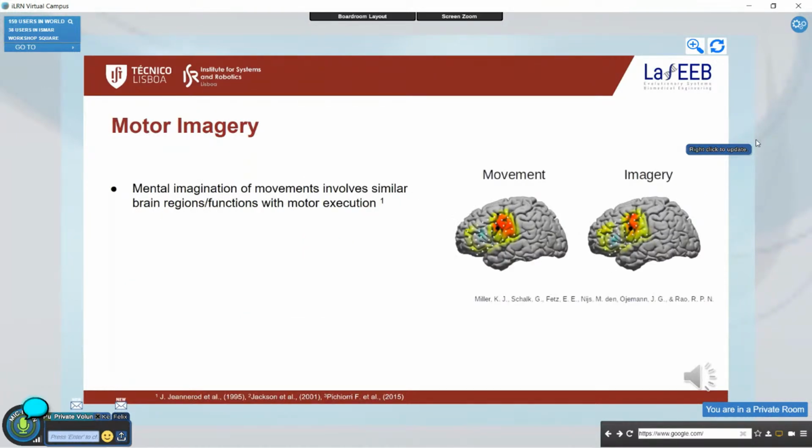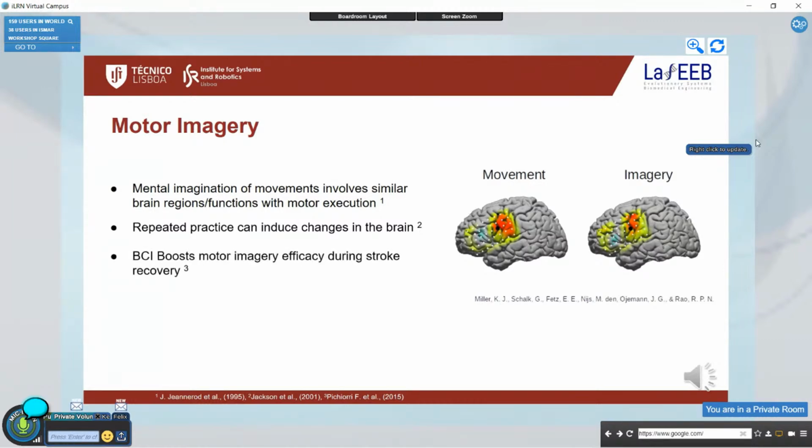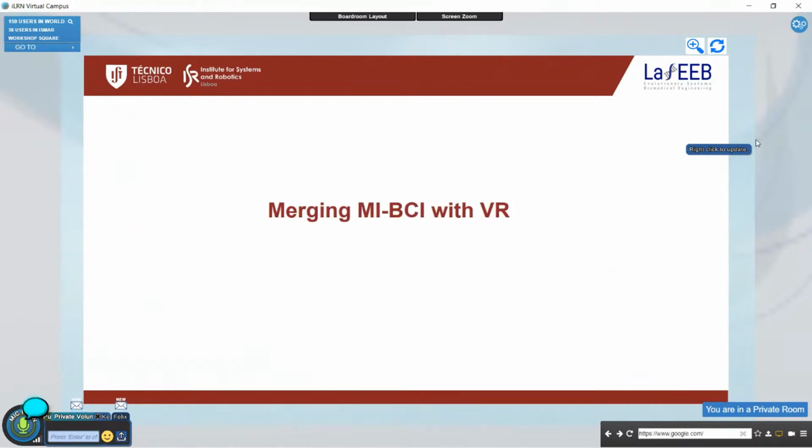Now, one of the ways we can use BCI is through motor imagery. And motor imagery is the mental imagination of the movement, the mental rehearsal of a movement. And it has been found that it has a similar cortical activation as the actual physical movement. So it's also important to highlight that repeated practice of motor imagery can actually induce changes in the brain. And finally, it has been shown that the BCI actually boosts motor imagery efficacy during stroke recovery. So as you can imagine, the motor imagery paradigm in BCI is a really important aspect for stroke rehabilitation. Now I'm going to talk about how we can actually merge these motor imagery BCIs with virtual reality.